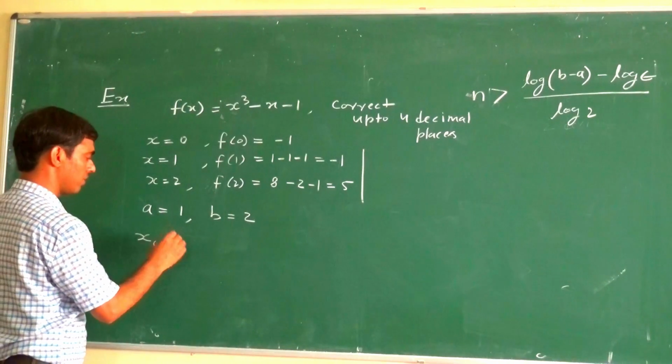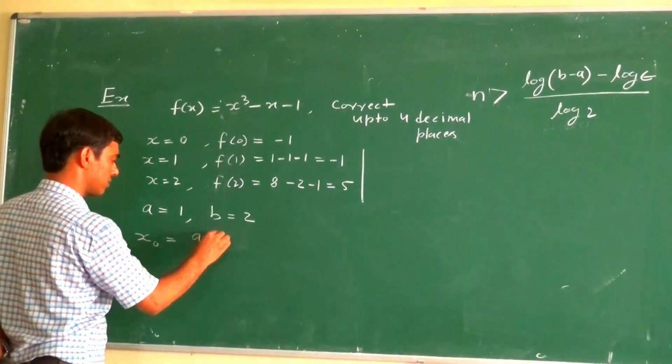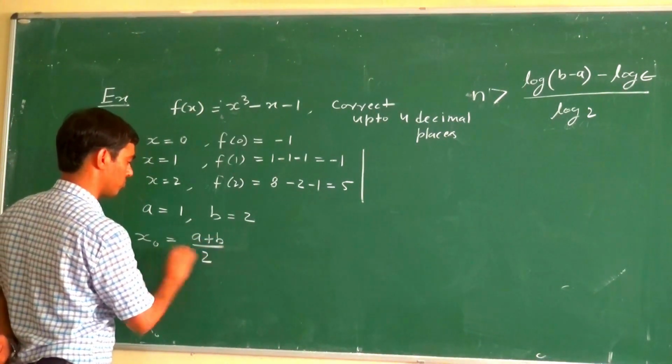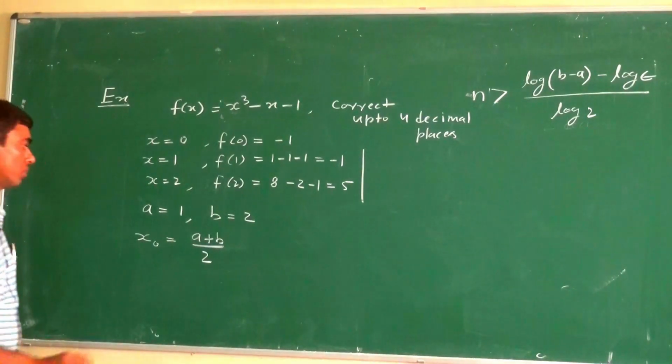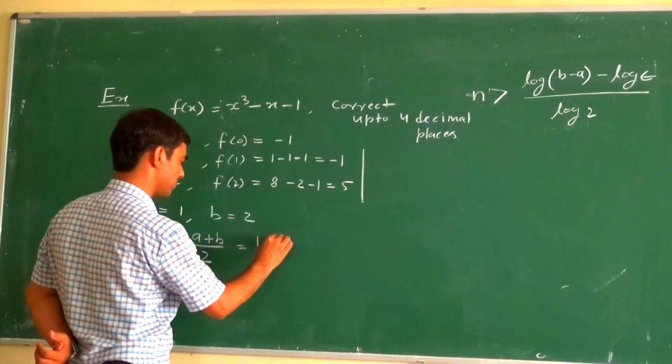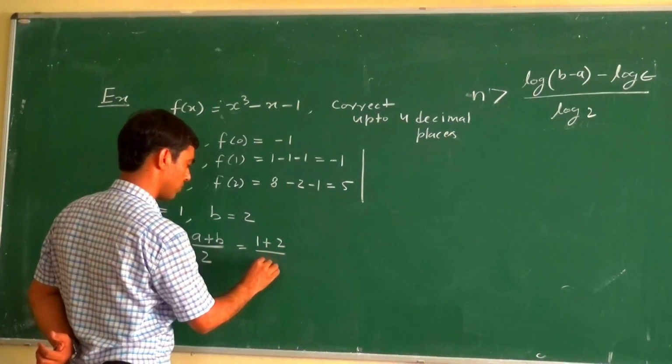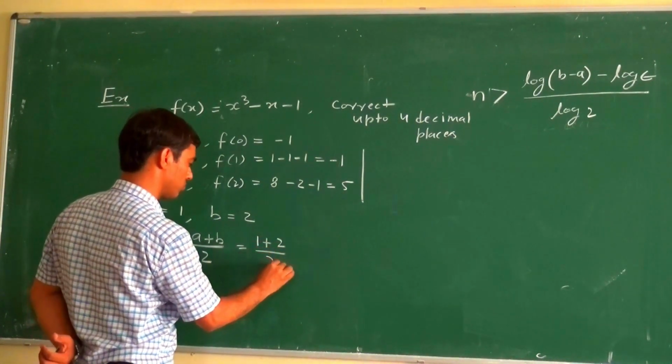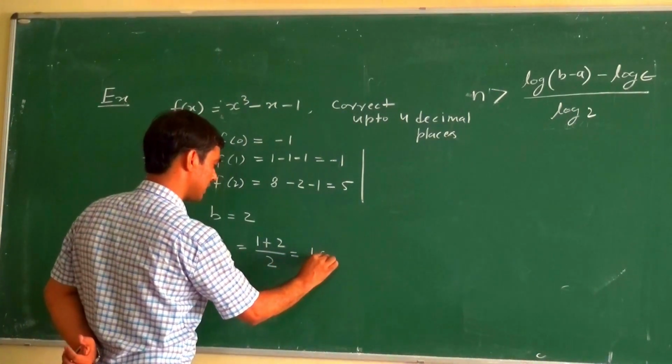So according to the bisection algorithm, what is the value of x0? x0 equals a plus b by 2. What is the value for this one? It is very simple. 1 plus 2 by 2 is 1.5.